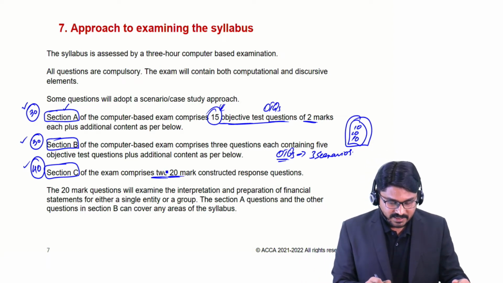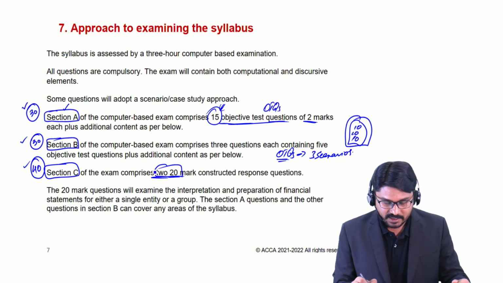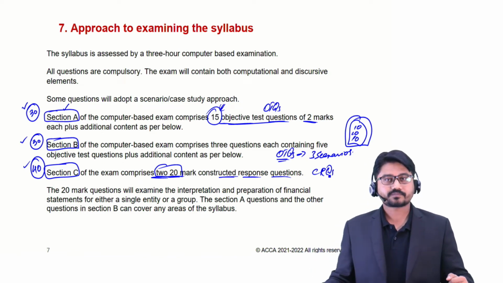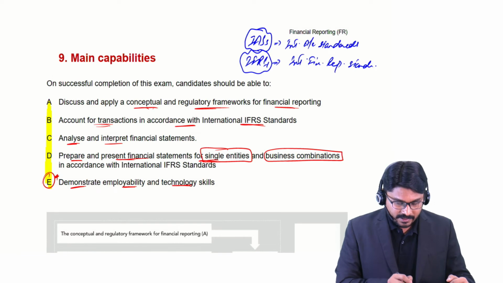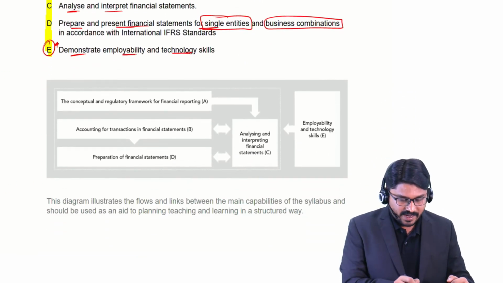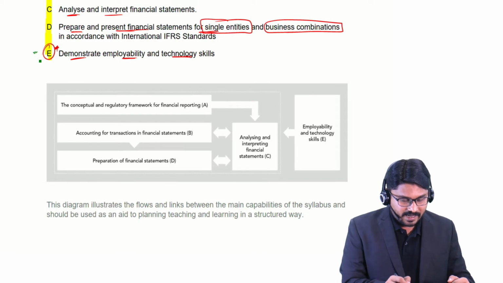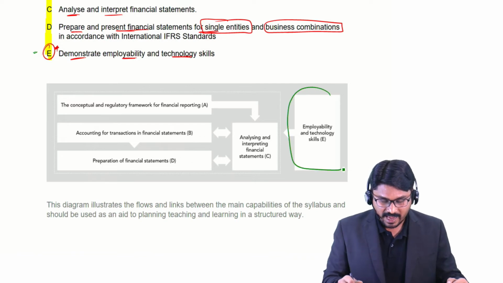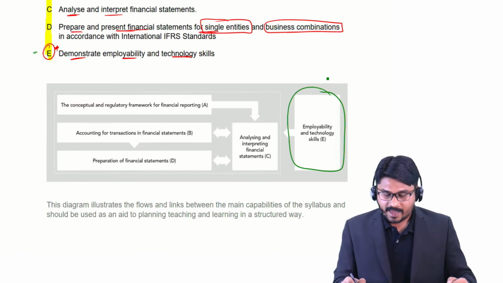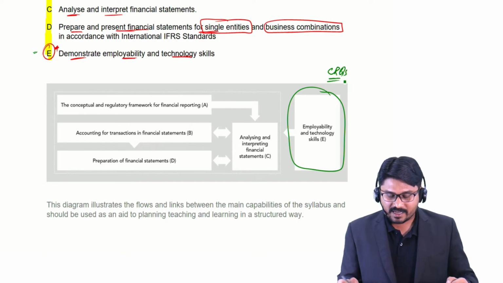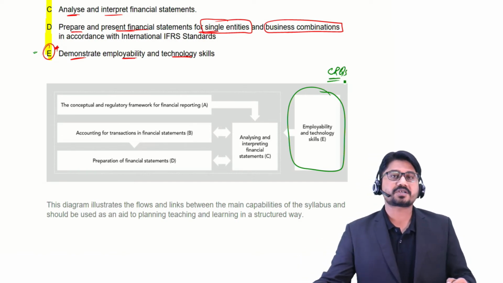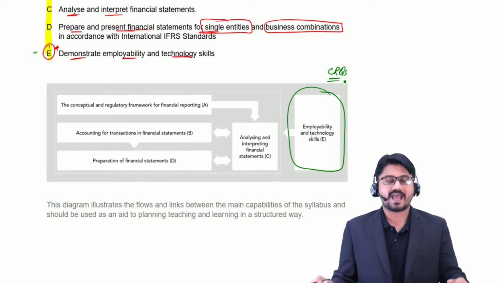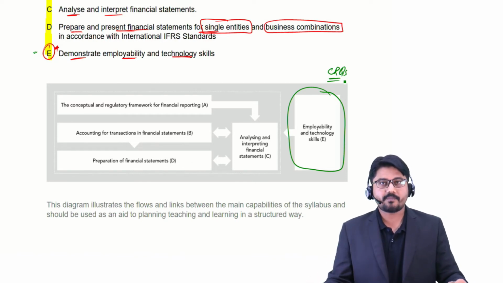And in Section C, as you can see, there are two questions, but these questions are constructive response questions. These are CRQs. Now, let me show you from here. As you can see, part E is demonstrate employability and technology skills. I'm talking about this one. As marked above, in Section C, there are constructive response questions. What does it mean? You have to construct your answer as we normally do in registers in paper format.